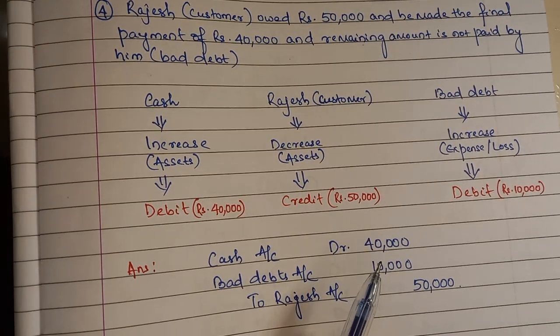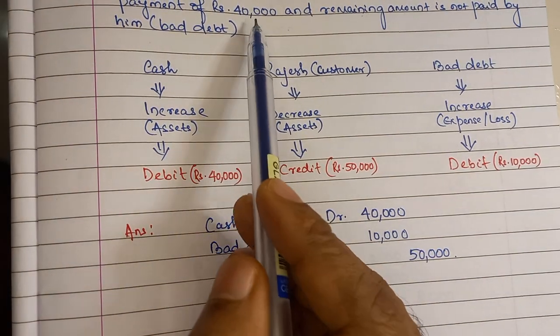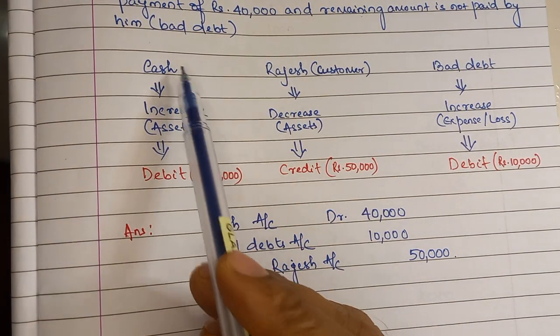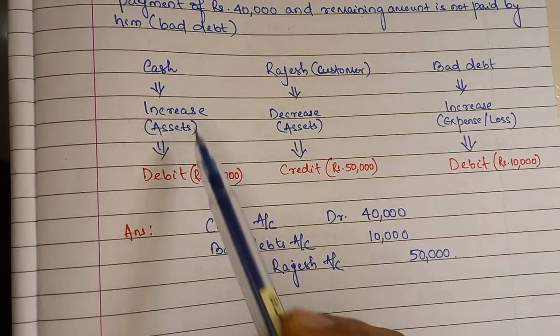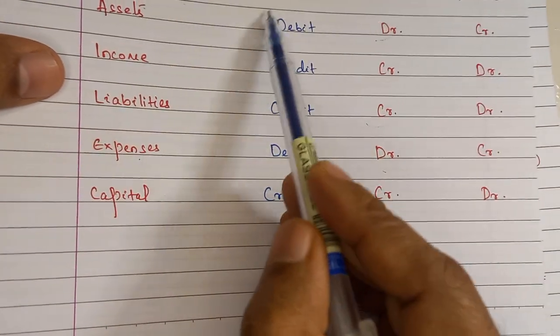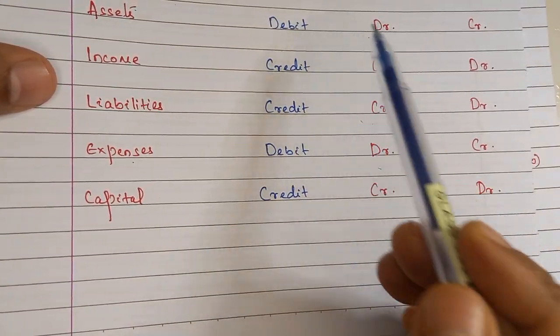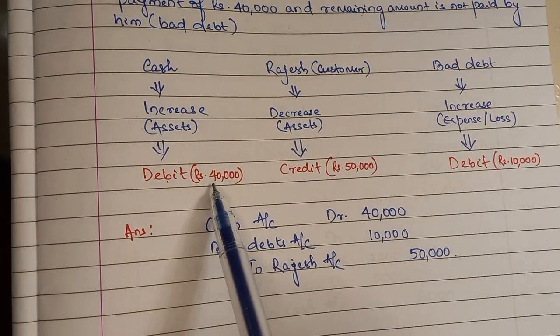So what we are going to do here? The first impact is cash, correct? So you are receiving 40,000 from Rajesh. So increase in assets, increase in asset is always a debit, correct? That is what we learned, right? Asset is always a debit balance. Increase in asset is debit, correct? Increase in asset is debit. So debited rupees 40,000.